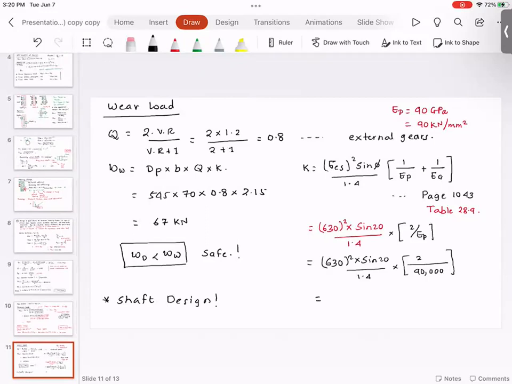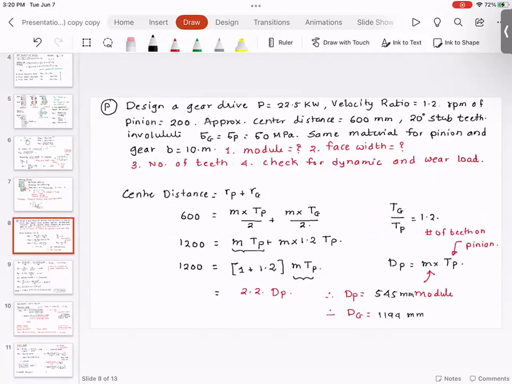Okay, so I'm going to quickly go through this problem, and then we will start the design of helical gears. Okay, this is a spur gear problem.